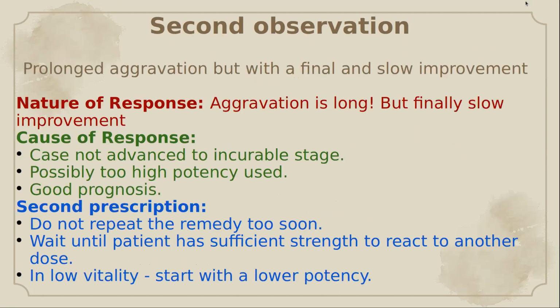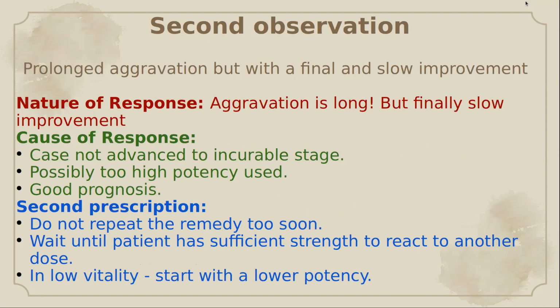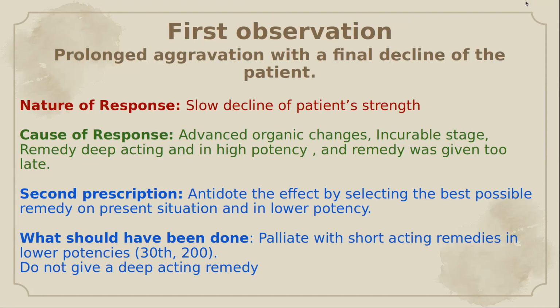So what can be the other situation? In this, there was a prolonged aggravation with final decline of the patient. Decline of the patient, right? It means once you have given a medicine, the patient goes on aggravating, and then the patient lands into a collapse state. But he doesn't come out of the state. Or he may come out, but it's really gradual.